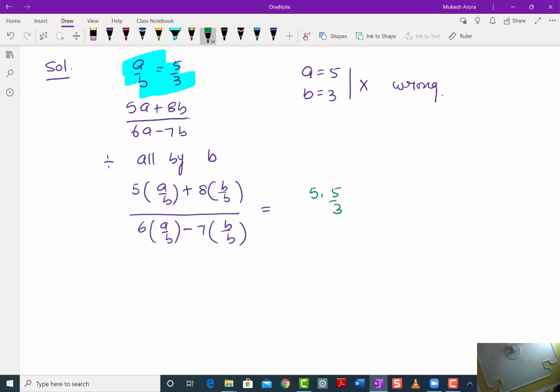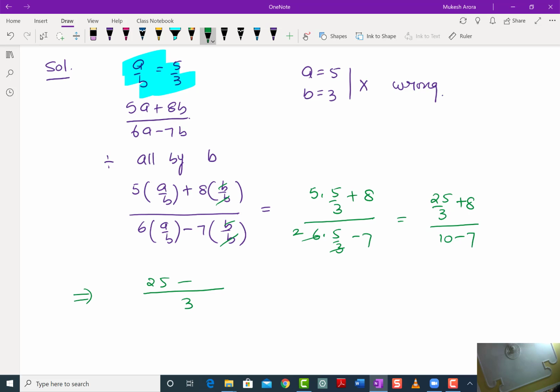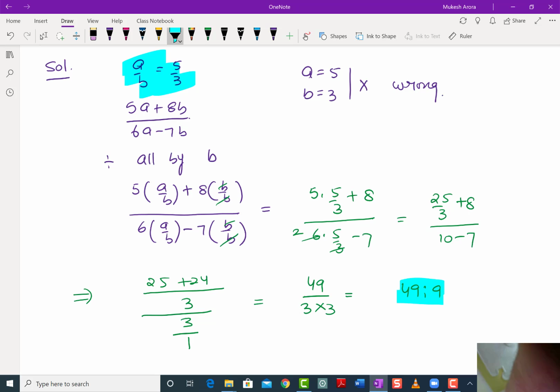5 into 5 by 3. B is cancelled, 8. A cancel, 6 into 5 by 3 minus 7. 25 by 3 plus 8, and this you can cancel, 10 minus 7. So LCM is 3. 25 plus 24 divided by 3 by 1. 49 by 3 into 3. So 49 by 9 will be our answer. Right? So next question.